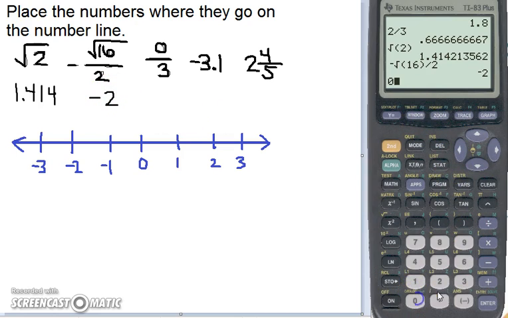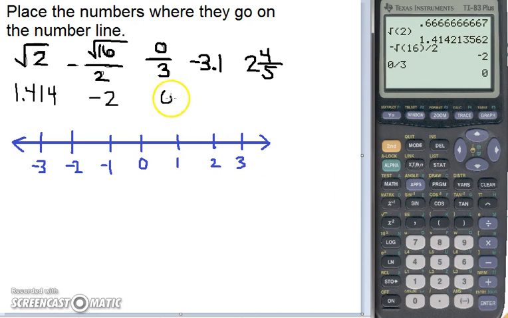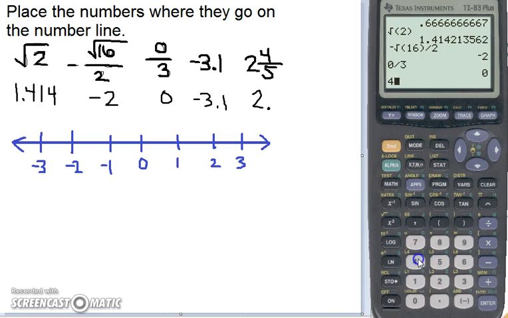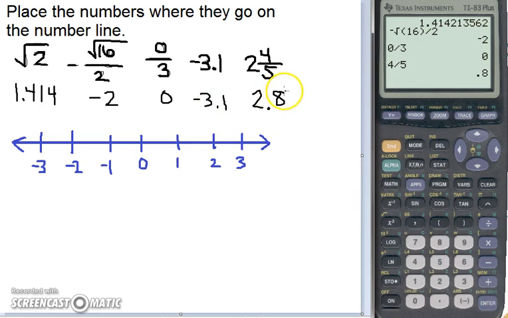0 divided by 3, you can type that in, but you should know that that just gives you 0. Negative 3.1 is already a decimal, and then 2 4/5. Now if I have a 2 4/5, this mixed number, the 2 is going to be my whole number in the decimal. The 4/5 is the portion, the part of the number. So I'm going to just find the decimal for 4/5 by doing 4 divided by 5, enter, so 0.8. So this number would be 2.8.